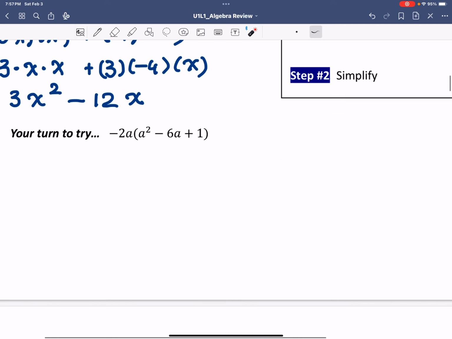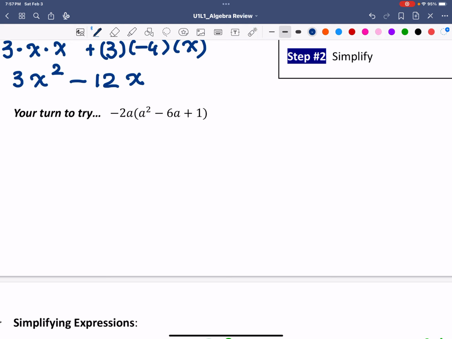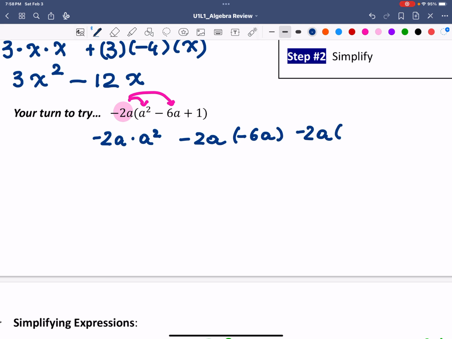You can try the next one on your own, and then follow the solutions afterwards. So again, identify the monomial first. So we have 2a that is multiplying a squared, negative 2a times a squared, and then negative 2a multiplies negative 6a, and then negative 2a again multiplies 1.